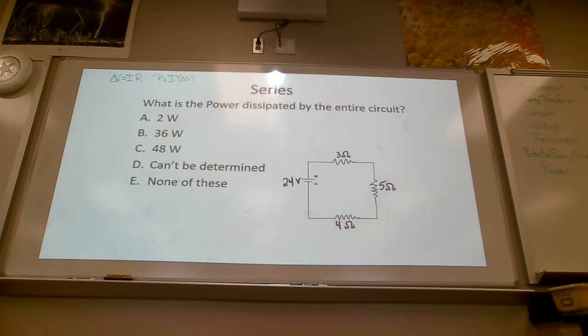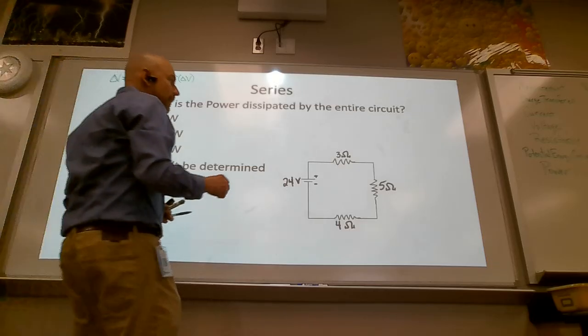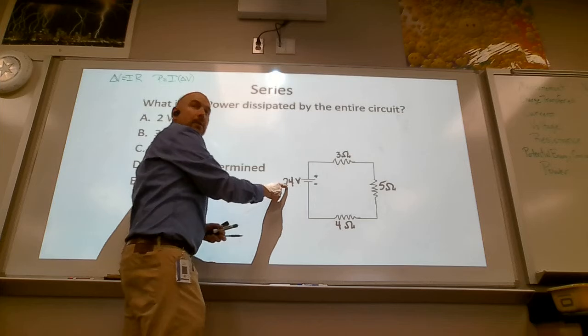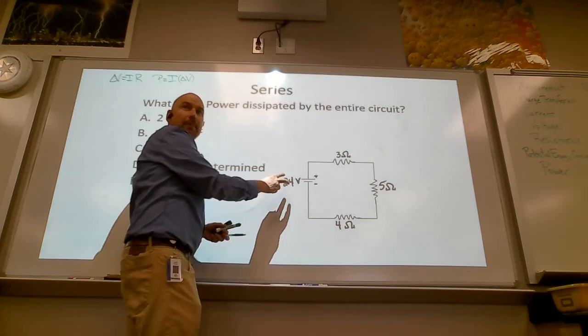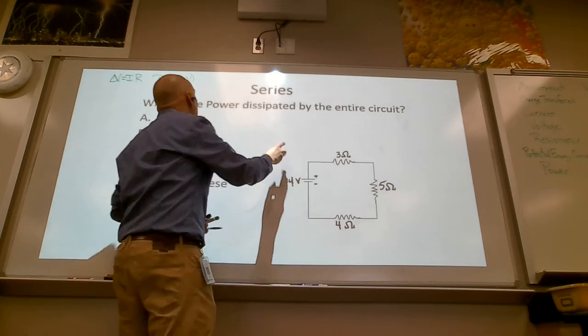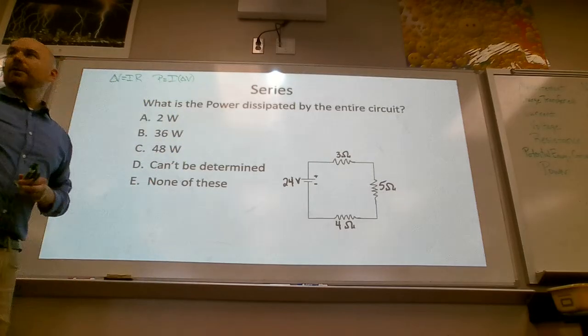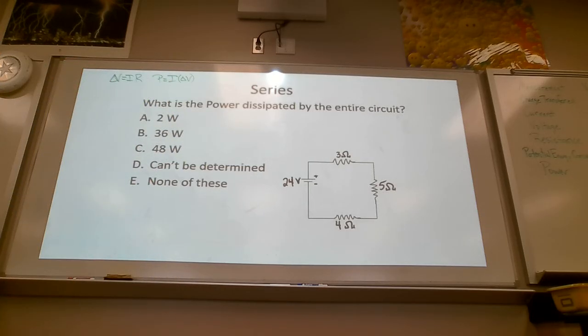Thumbs up when you got something. There are many different ways to solve this problem correctly. Correct answer is 48 watts. Okay, one way is to find the total resistance, 12 ohms, 2 amps coming out of that, 2 amps, 24 volts, 48 watts. Probably the most straightforward way. Good?